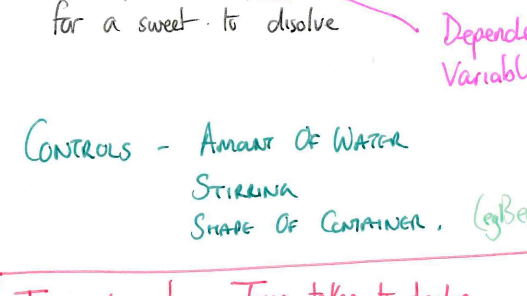Now there are other types of variables called control variables. These are variables that you keep the same in order to make sure it is a fair test. So for control variables, you're going to keep the amount of water the same, you're going to keep the amount of stirring the same, and you're going to use the same shape of container.